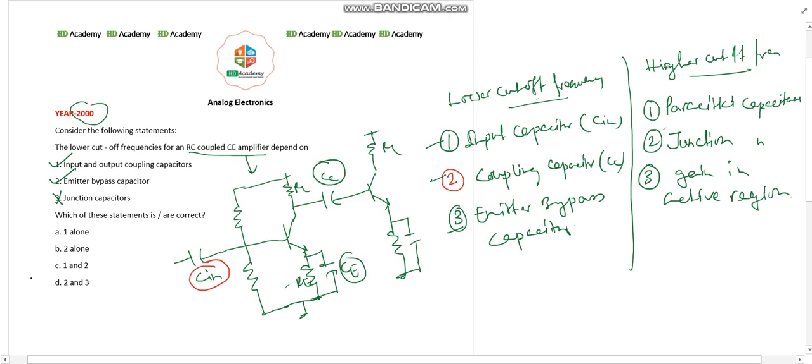So option C is correct for that question. Okay, so C is the right answer. The lower cutoff frequency of an RC coupled CE amplifier depends on input and output coupling capacitors and emitter bypass capacitor. Okay, so option C is the right answer.